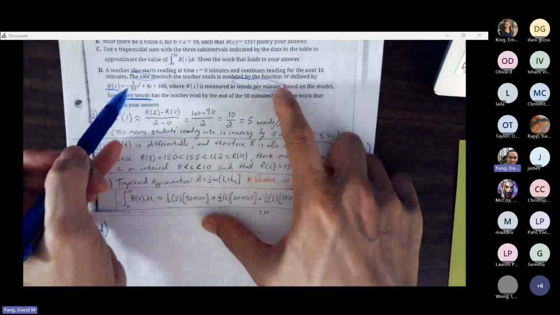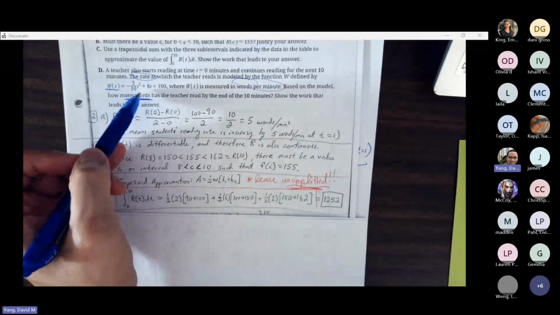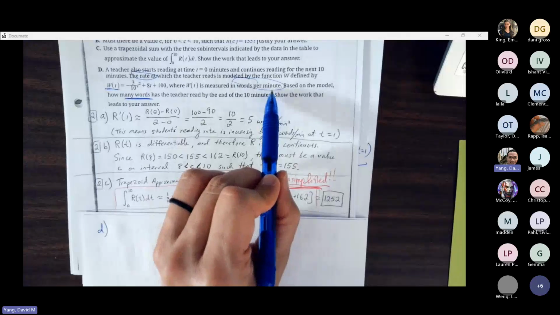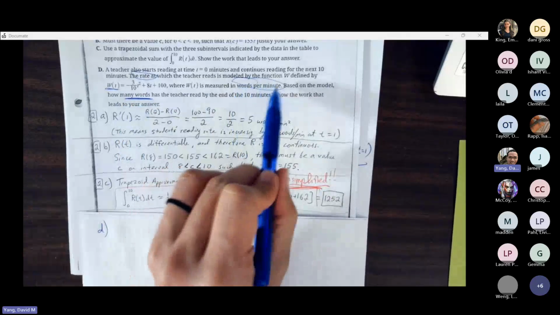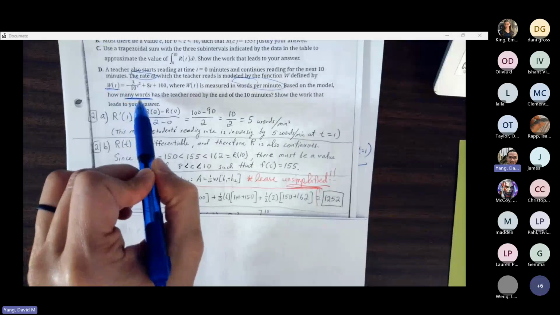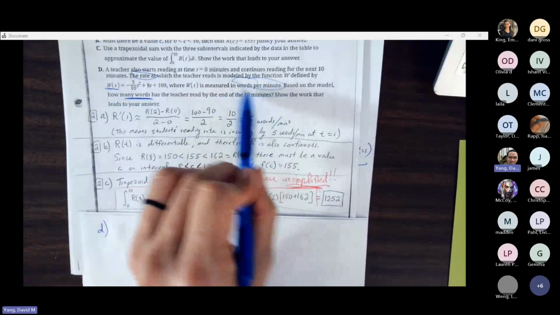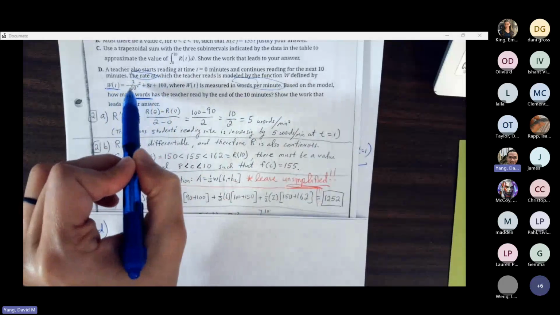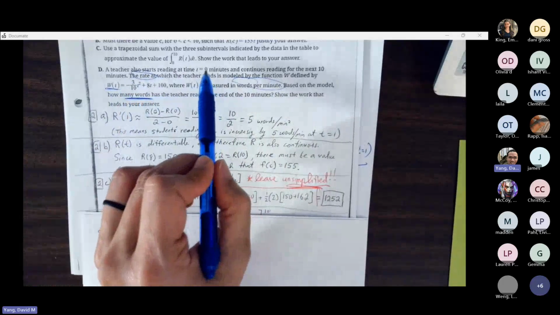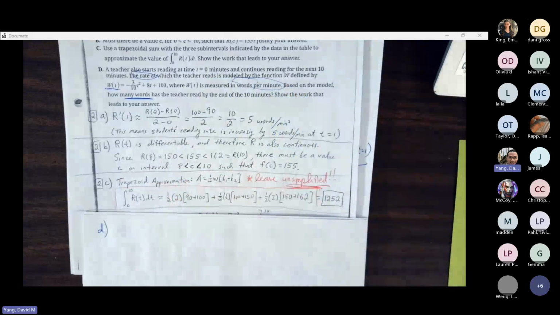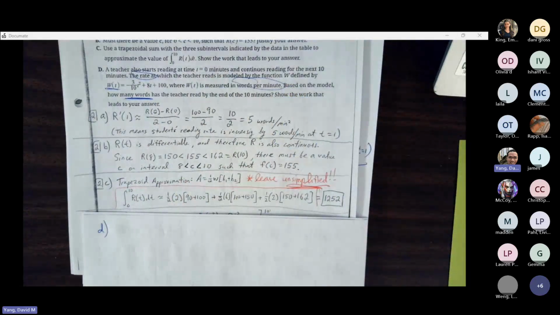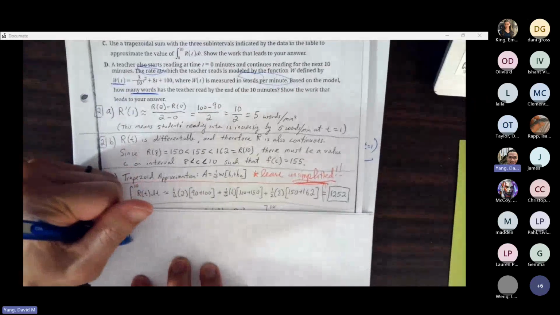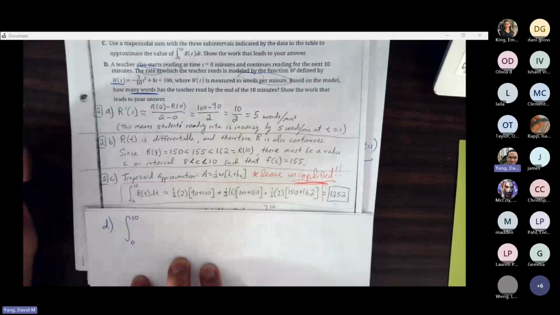We are trying to turn W of t into a different function, because we have words per minute and that's not what we want. We want something in terms of words. To get from a rate to without the minute, we have to take the antiderivative. So we take the integral of W of t and accumulate that rate over the period from 0 to 10, and that tells us the total number of words the teacher has read in that 10-minute period. So we'll take the definite integral from 0 to 10 of the rate.